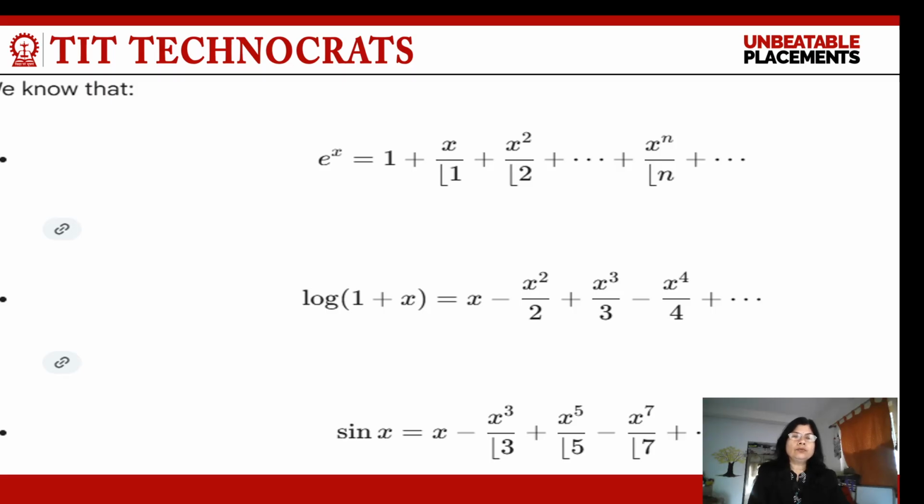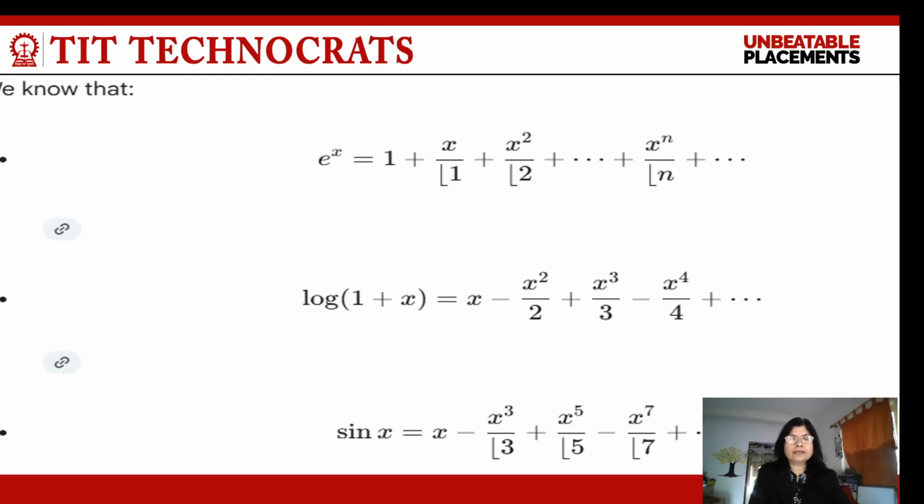We know that e to the power x is equal to 1 plus x by factorial 1 plus x square by factorial 2 plus, and so on, plus x to the power n by factorial n plus, and so on. And also log 1 plus x is equal to x minus x square by 2 plus x cube by 3 minus x to the power 4 by 4 plus, and so on. So here we take alternate signs.